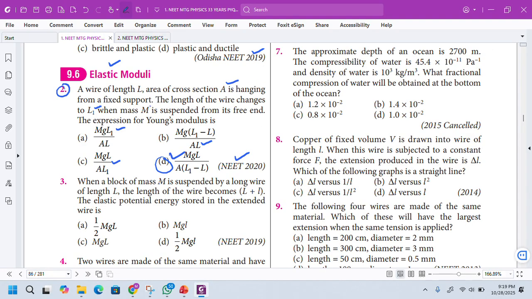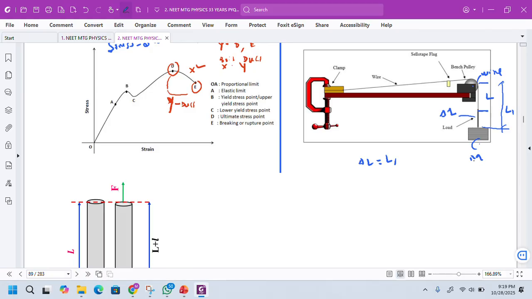Due to application of load M, the length of the wire is going to change from the initial length L to L1. The same thing I am doing here. The initial or original length of the wire is L. If I want the change in length, delta L is equal to the final length of the wire minus the initial length of the wire. That is, delta L is equal to L1 minus L.